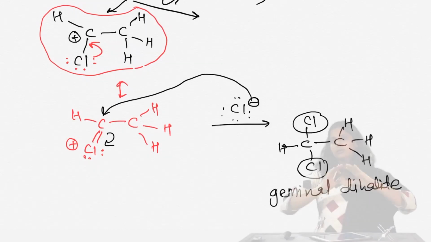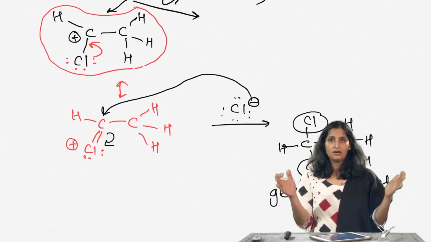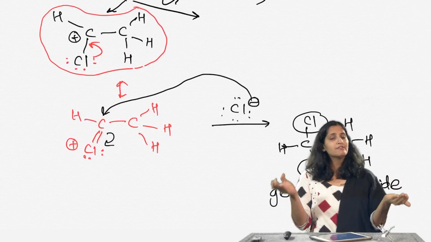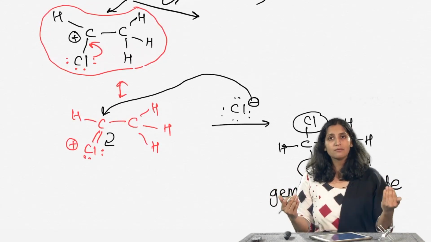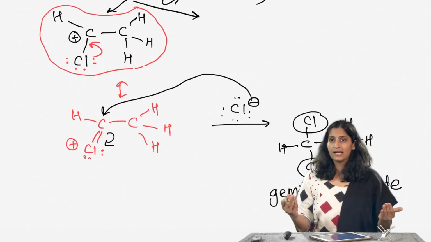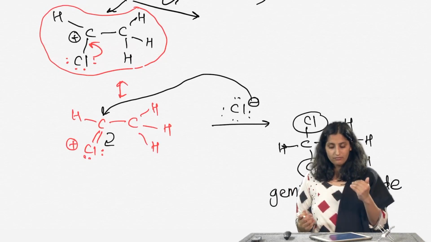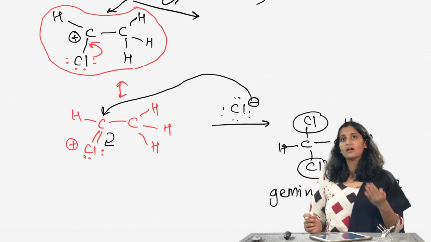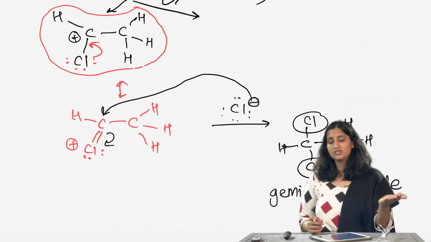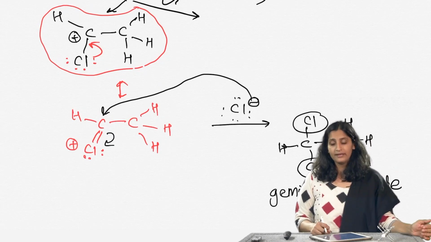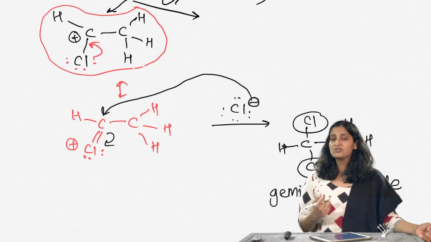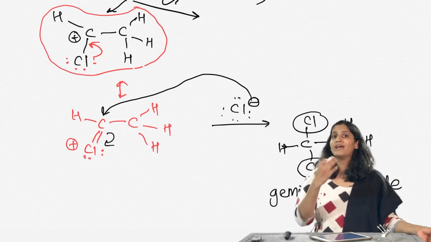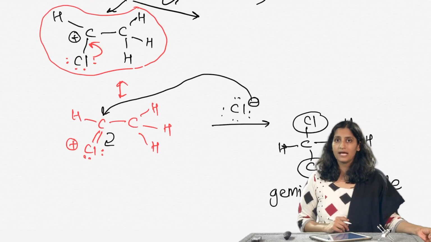Whereas, if they were on two adjacent carbons, they are kind of in the vicinity of each other. So, you can remember that they are called vicinal dihalide. But right now, the reaction of HBr, HCl, HI or in general HX with an alkyne will give you the formation of a geminal dihalide if you have excess of the corresponding acid.